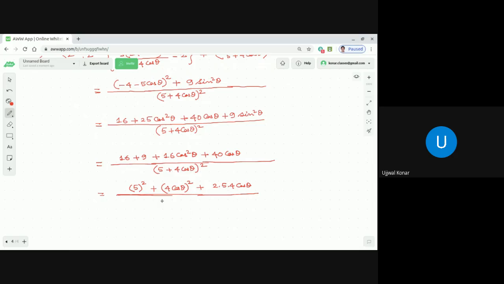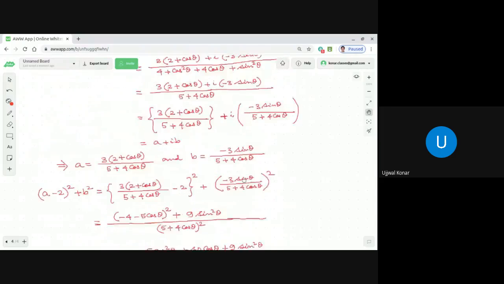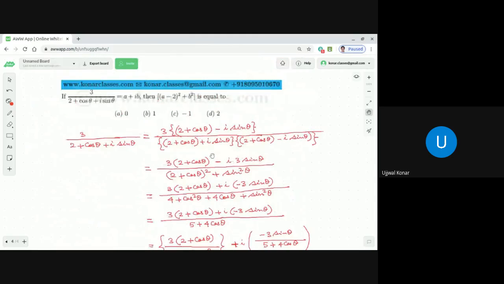Why do we write it like so? Because that gives us a formula, (a plus b) whole square. The denominator, let me write as it is. In the numerator you get a square plus b square plus 2ab. So that becomes (a plus b) whole square, (5 plus 4 cos theta) whole square divided by (5 plus 4 cos theta) whole square, and that is nothing but equal to 1, since 5 plus 4 cos theta cannot be equal to 0. And hence we get the correct answer, as you correctly said, Mohor, it's option B, which is 1.